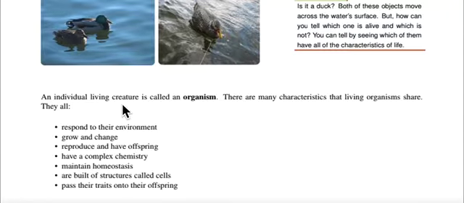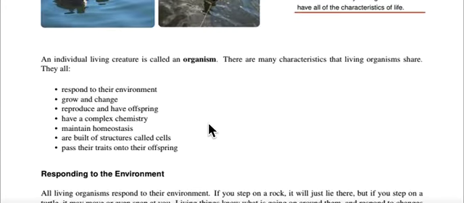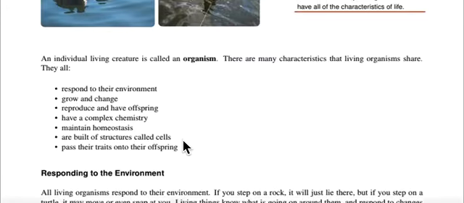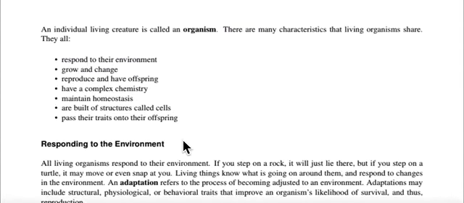An individual living creature is called an organism. Well, we know that. We went over that last week. There are many characteristics that living organisms share. They all, and here's a good list for you, respond to their environment, grow and change, reproduce and have offspring, have complex chemistry, maintain homeostasis, are built of structures called cells, and pass their traits on to their offspring.